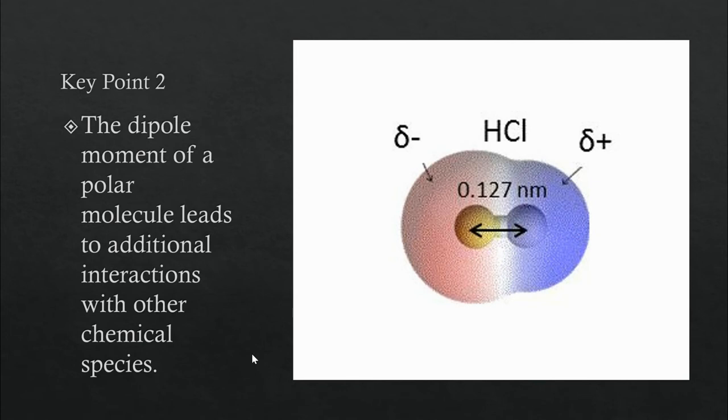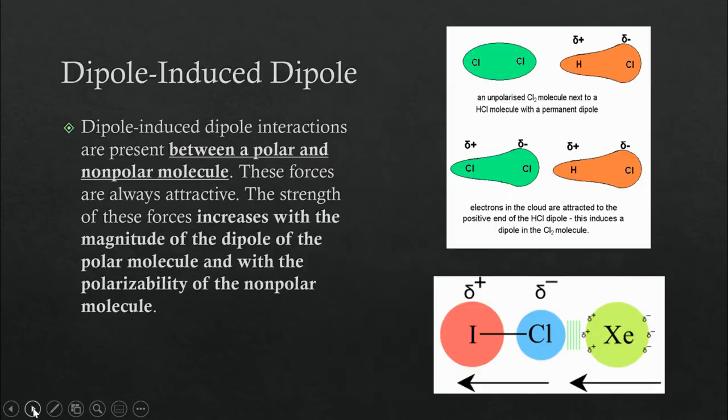The second key point of this objective is that the dipole moment of a polar molecule leads to additional interactions with other chemical species. So here we have a polar molecule, HCl, and by nature of it being polar, there's a molecular dipole. So there's a disparity of electrons. Chlorine, which is on this side, is more electronegative than hydrogen, so it has a slightly negative charge, whereas hydrogen has a slightly positive charge because the electrons in this bond are closer to chlorine. So this molecule does not have a temporary dipole, it has a permanent dipole. The chlorine is always slightly negative, the hydrogen is always slightly positive. That exists always and in every hydrochloric molecule.